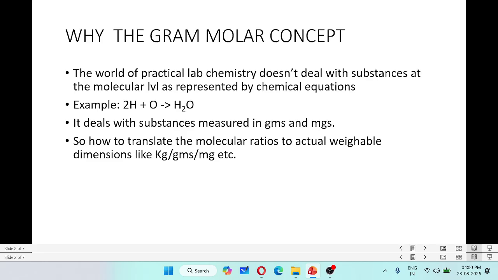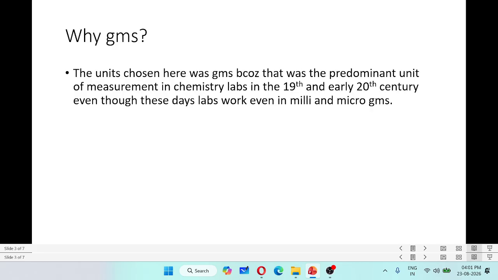In this video, I'm going to show you how to translate these molecular ratios to actual weighable dimensions like kilograms, grams, milligrams, etc. And in all these dimensions, the unit chosen by the chemists for this molar concept was grams. Why? Because this was the predominant unit of measurement in chemistry labs in the 19th and 20th century, and even today. Even though many labs today also work in milligrams and micrograms, and some even in nanograms, grams is the standard. So that's why the molar mass was also translated into grams.